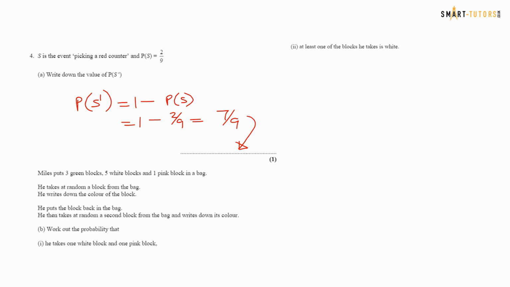Next one: Miles puts 3 green blocks, 5 white blocks and 1 pink block in a bag. He takes at random a block from the bag, writes down the color and puts the block back into the bag, so that means replaced. He then takes a random second block from the bag and writes its color. Work out the probability that he takes one white and then one pink.